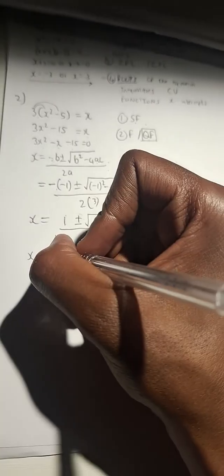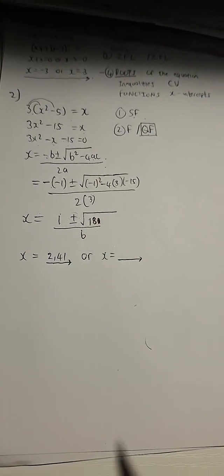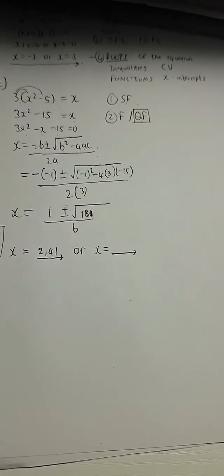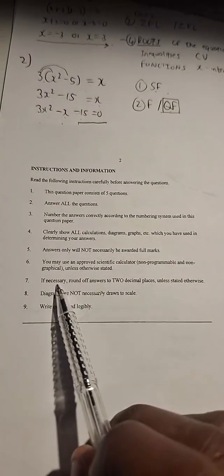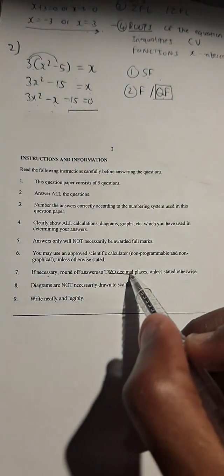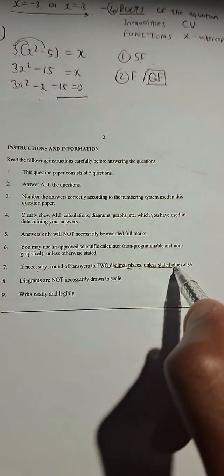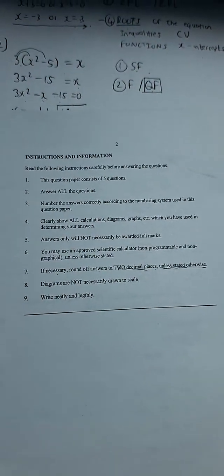Amchelang, thank you so much. Amchelang says the answer is 2,41. Very good, Amchelang. Now, especially if the question is telling us from the instruction in the front. Whenever we jump into the question paper, the instruction in the front says, if necessary, round off answers to what? To 2 decimal places unless stated otherwise.